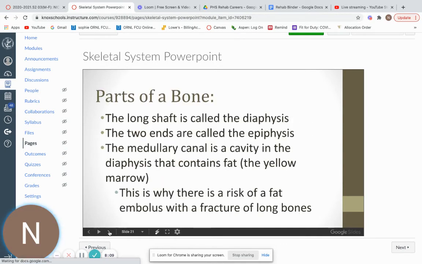So we're going to talk about long bone. Long bones, again, are the femur, humerus, radius, ulna, tibia, fibula, all of those. The main part of the bone is called the diaphysis.